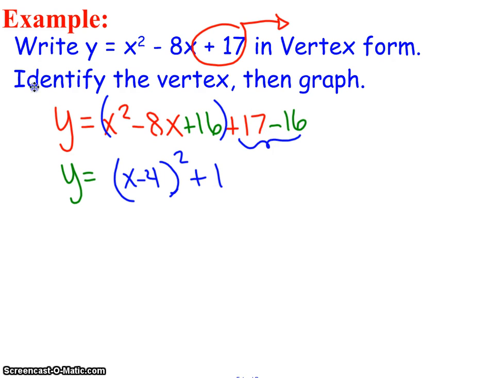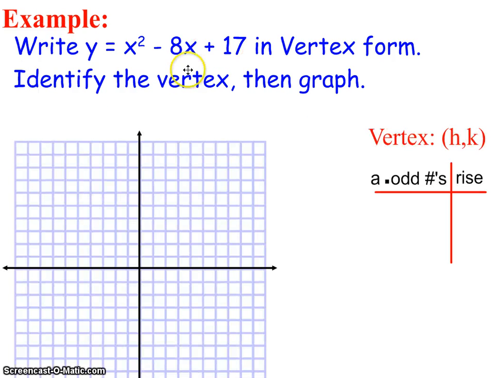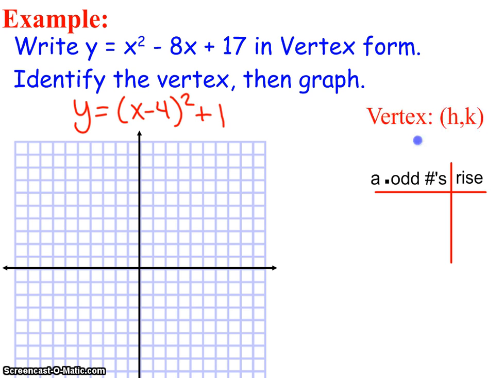All right, let's go ahead and graph this. So again, we got y equals parentheses x minus 4 squared plus 1. What's our vertex? The opposite of the inside, which is 4, 1. 4 to the right and up 1.